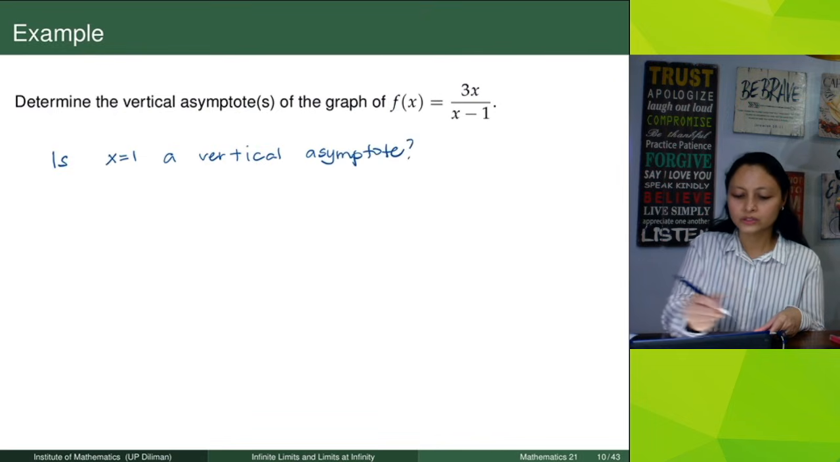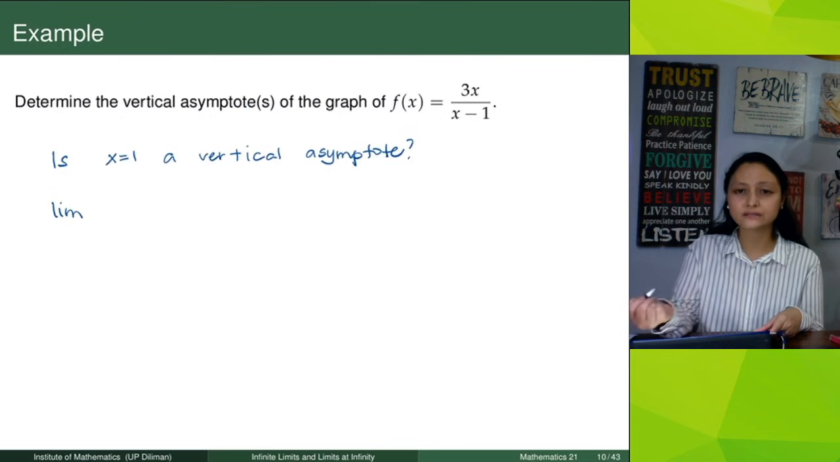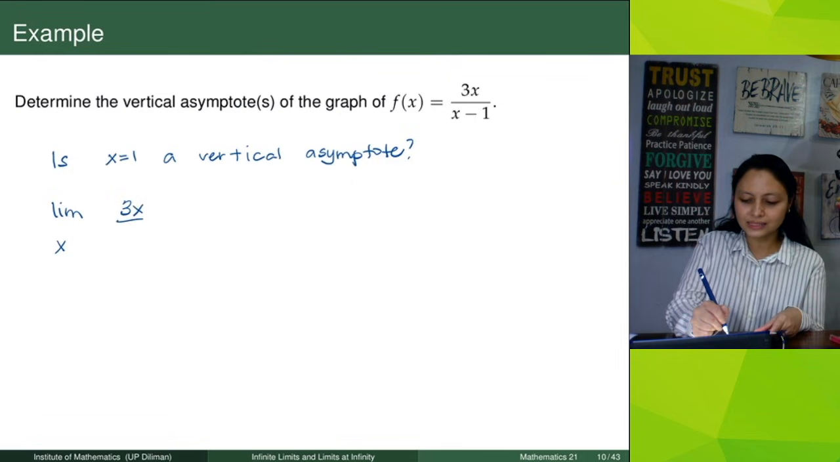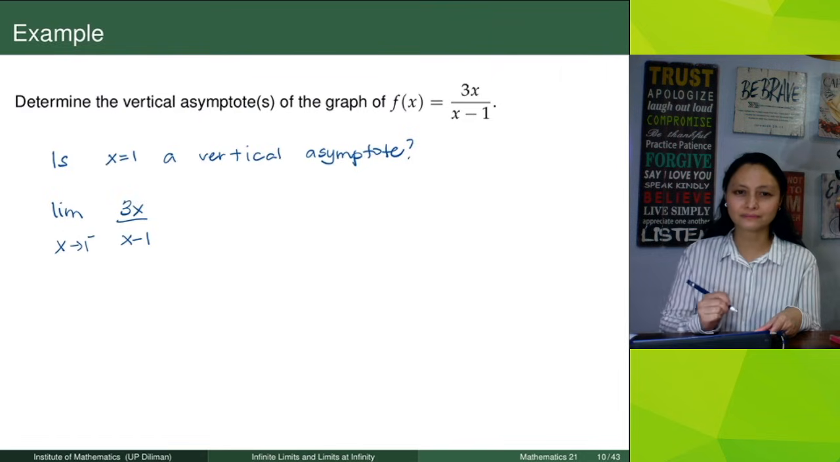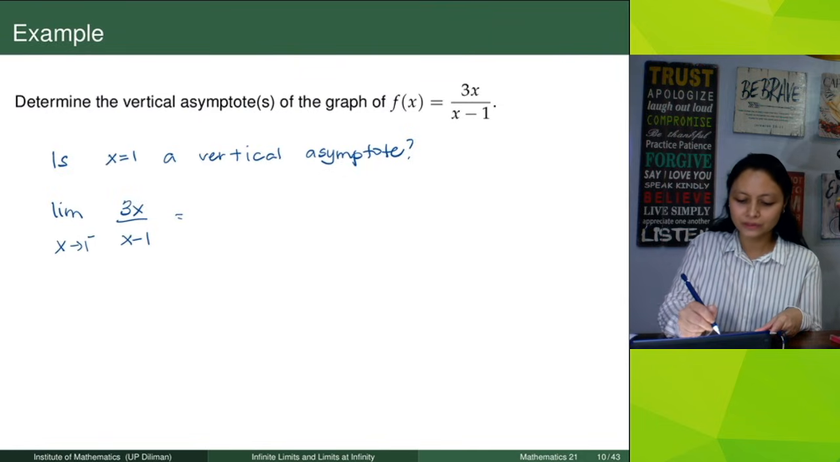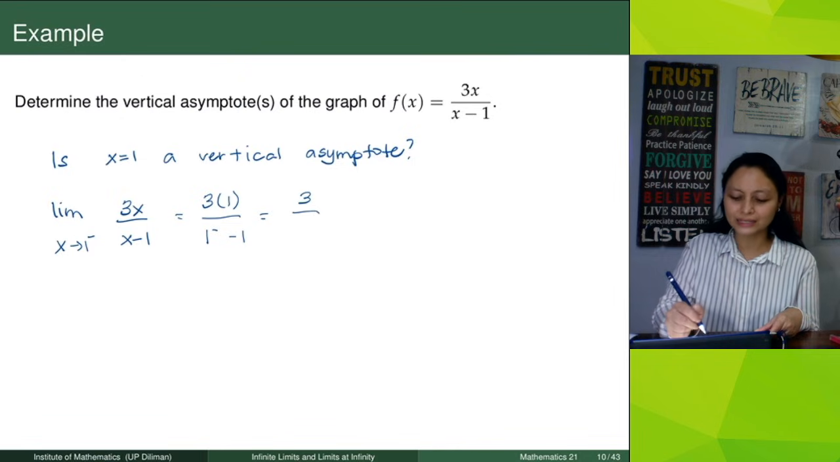So, is x equal to 1 a vertical asymptote? To prove that it's a vertical asymptote, we just get the limit of the function 3x all over x minus 1 as x approaches 1, say, from the left. You have already discussed one-sided limits, so I hope you can answer this. So, you'll get 3 times 1 all over, since you're approaching 1 from the left, 1 minus 1. So here you get 3 all over 0.